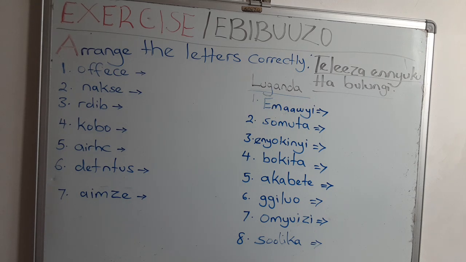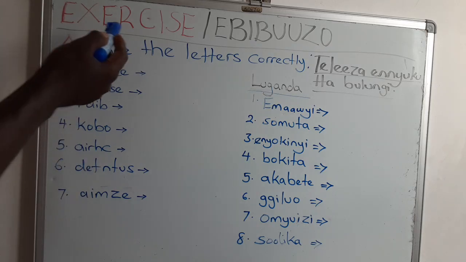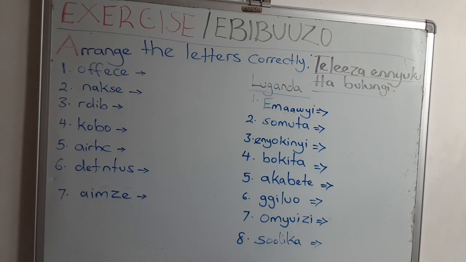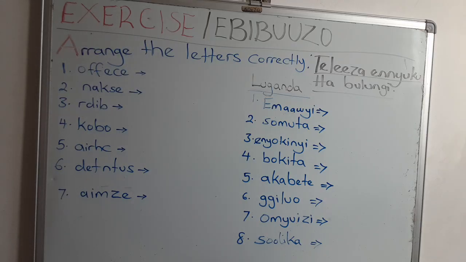Today we're going to have some simple exercise. Ebibuuzo. Leo tugenda kolayo exercise oba ebibuuzo. Don't forget here we learn English and Luganda with ease. Don't forget you can pause the video and do the exercise. Then eventually you return back and see the answers.